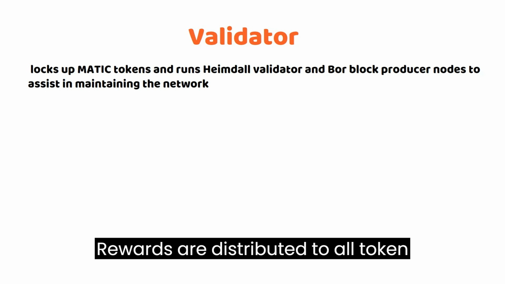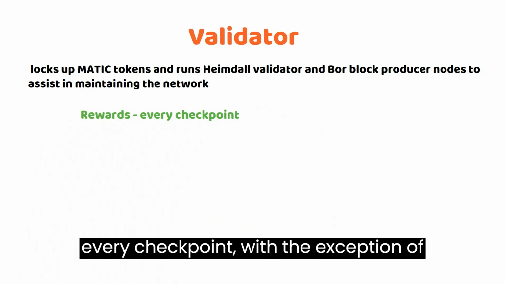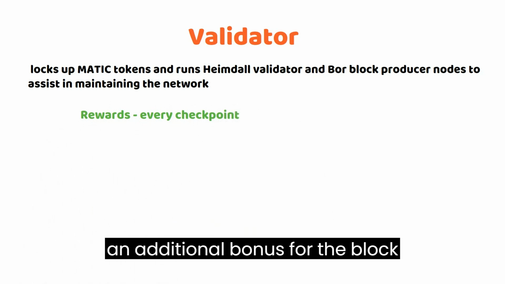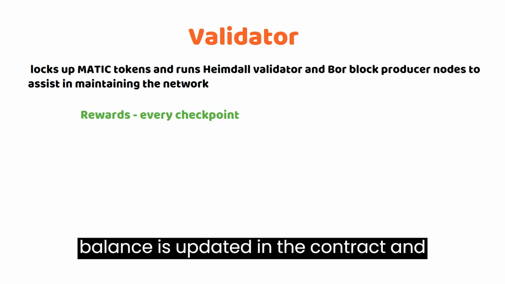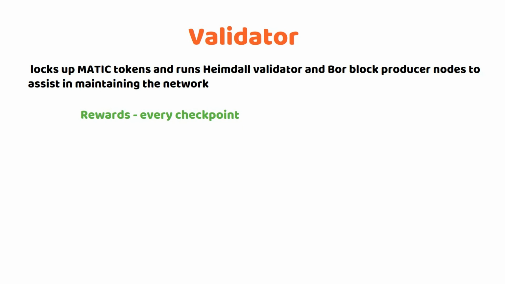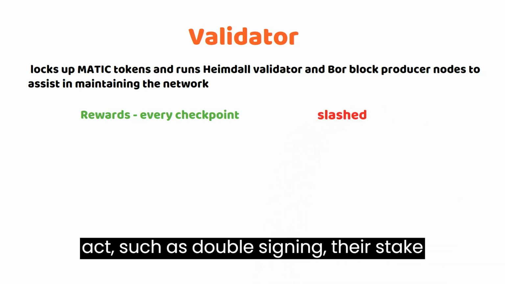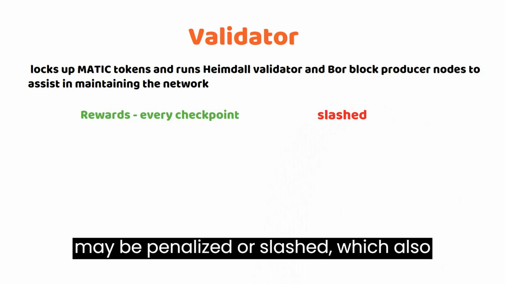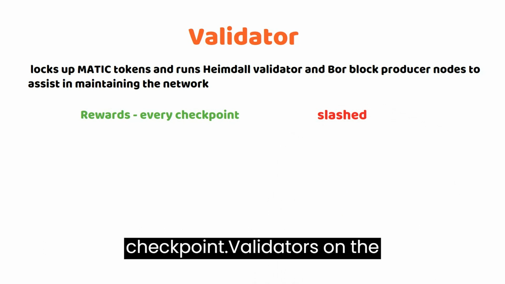Rewards are distributed to all token holders in proportion to their stake at every checkpoint, with the exception of an additional bonus for the block proposer. The user's reward balance is updated in the contract and can be claimed at any time. However, if a validator node commits a malicious act, such as double signing, their stake may be penalized or slashed, which also affects the linked delegators at that checkpoint.